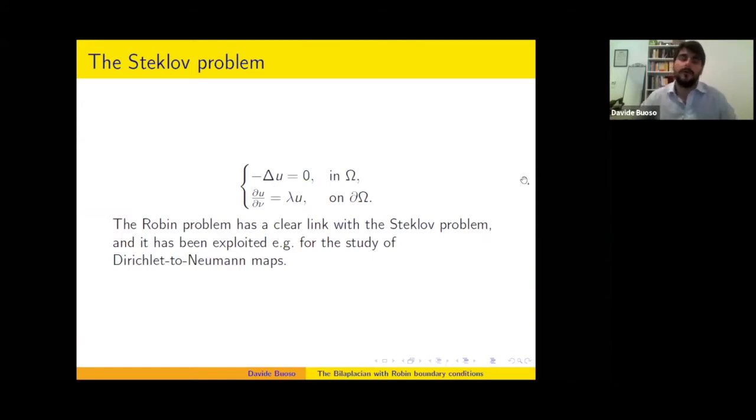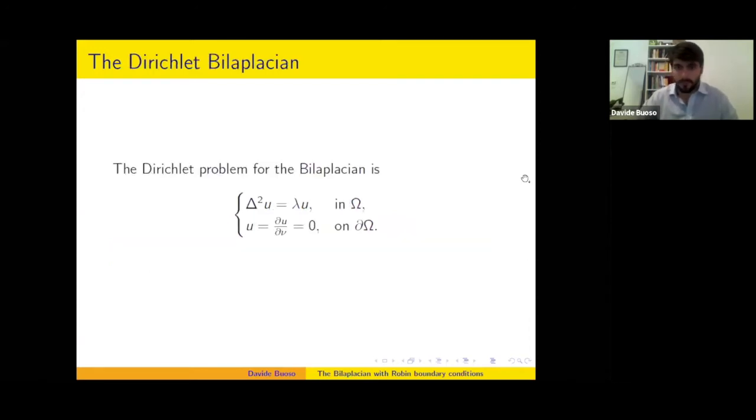So let's go finally into Bilaplacian problems. Just to recall, for those of you who don't know, the Dirichlet problem for the Bilaplacian is this problem here, where the equation in omega is not second order anymore but fourth order: the Laplacian of the Laplacian. So it's fourth order derivatives equal to lambda u. And now for this problem, we have to set two boundary conditions, and the Dirichlet problem is given by u and the normal derivative equal to 0 at the boundary.